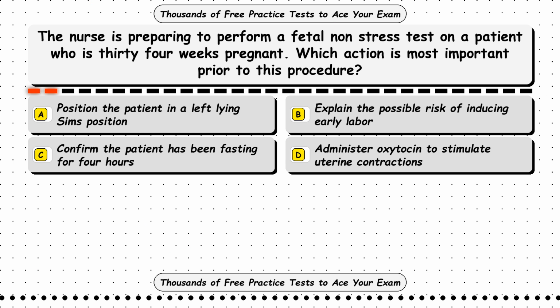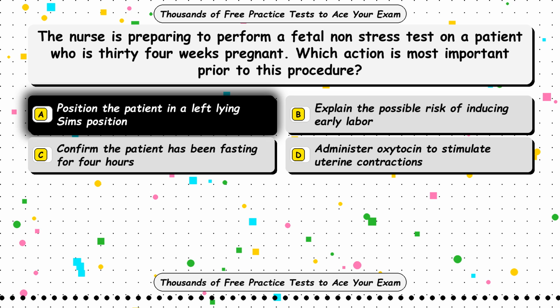Question 69. The nurse is preparing to perform a fetal non-stress test on a patient who is 34 weeks pregnant. Which action is most important prior to this procedure? Option A. Position the patient in a left-lying Sims position. Option B. Explain the possible risk of inducing early labor. Option C. Confirm the patient has been fasting for 4 hours. Option D. Administer oxytocin to stimulate uterine contractions.